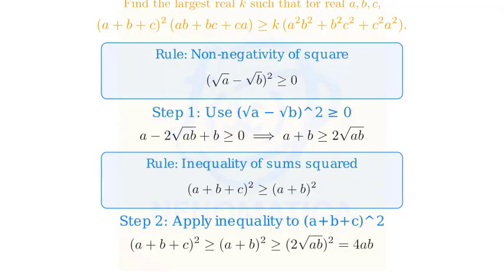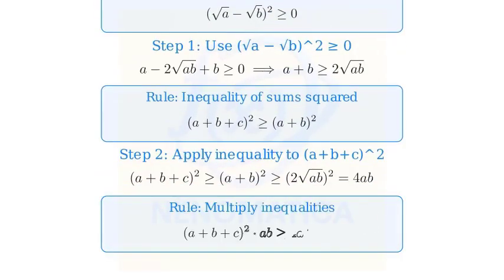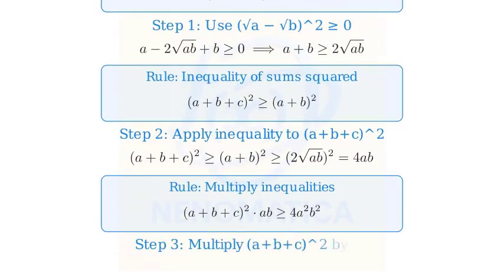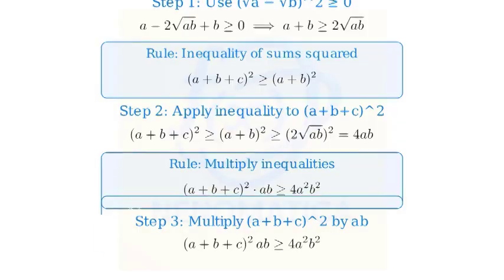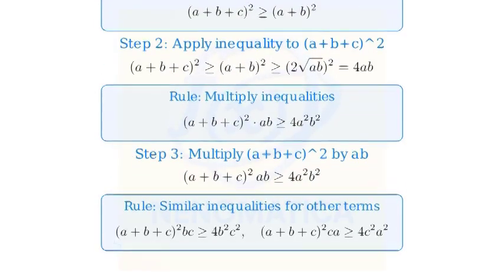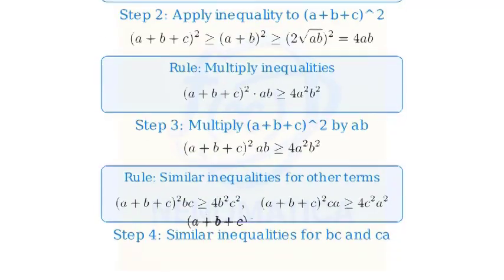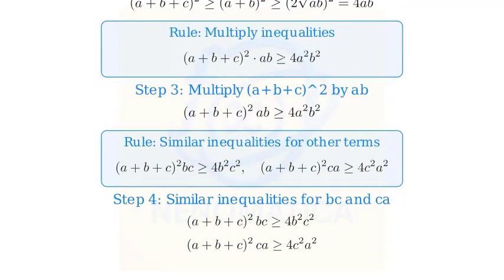Step 3, multiply by ab, which is non-negative when we apply the square root form. We get (a plus b plus c) squared times ab is greater than or equal to 4a squared b squared. Step 4. Write the analogous statements for the other pairs. Similarly, (a plus b plus c) squared times bc is at least 4b squared c squared, and (a plus b plus c) squared times ca is at least 4c squared a squared.